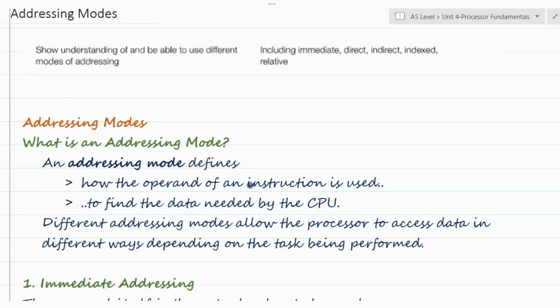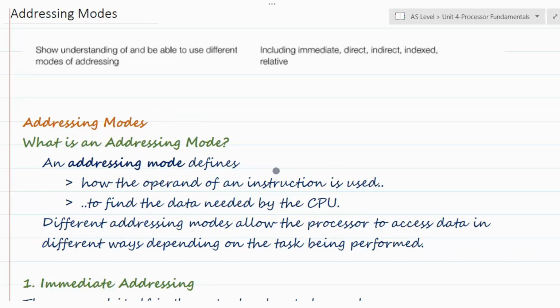Is the data written directly inside the instruction? Or is it stored somewhere in the memory? Or does the processor need to calculate its location? Well, the method used by the processor to locate the required data is known as addressing mode.